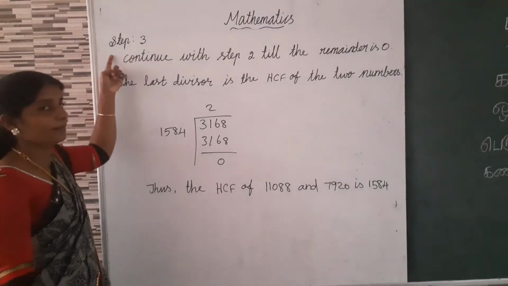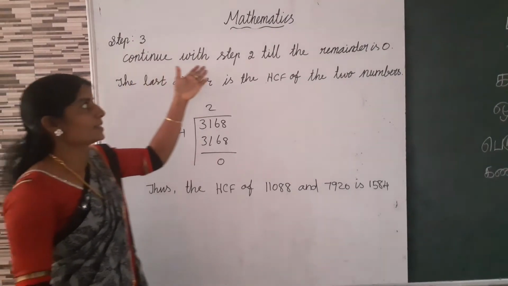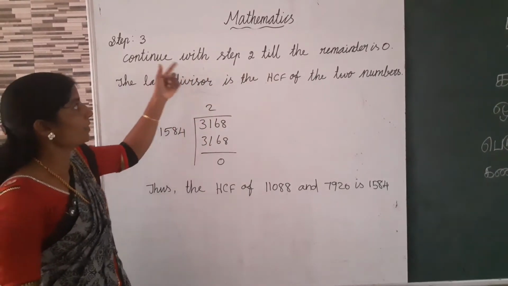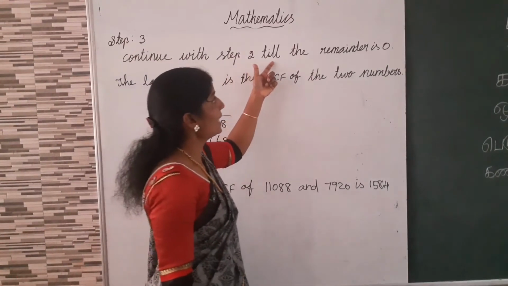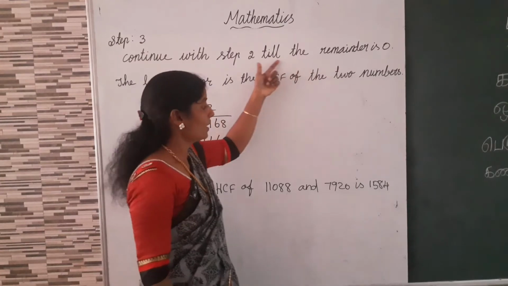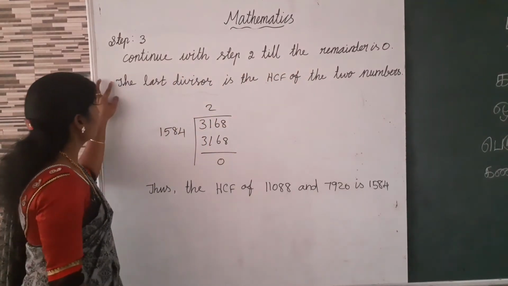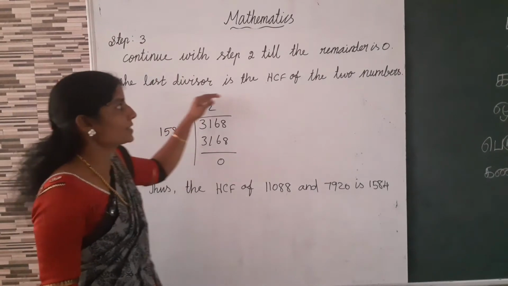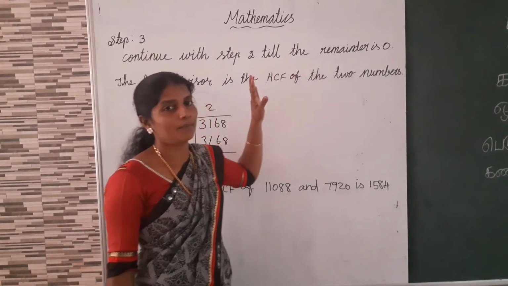Then step 3: continue with step 2. Already we learned step 2. Continue with step 2 till the remainder is 0. The last divisor is the HCF of the two numbers.